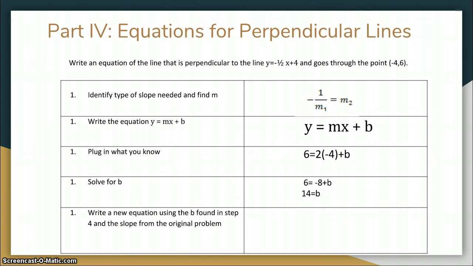Simplify, multiply 2 times -4, you get -8. Add the 8 to both sides. B is 14. I know b, I know m, I know y equals mx plus b.